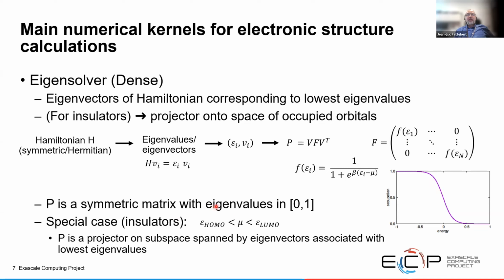So this matrix P is symmetric with eigenvalues between 0 and 1. In the special case where the eigenvalues you are interested in correspond to the occupied electronic wave functions, and the rest of the spectrum you don't really care about, if you have this gap, this is simply a projector onto the lowest eigenstates.